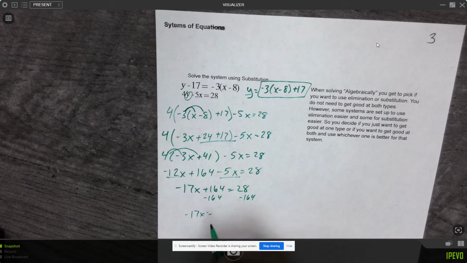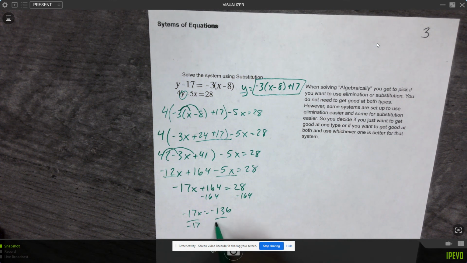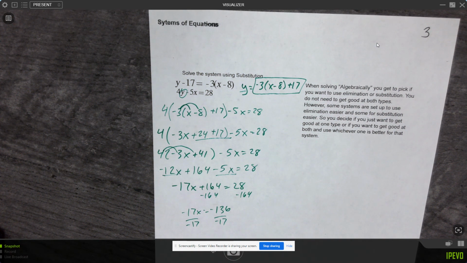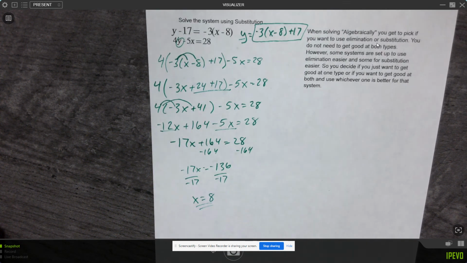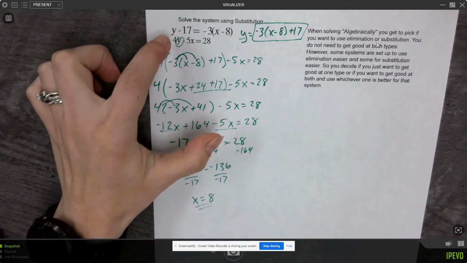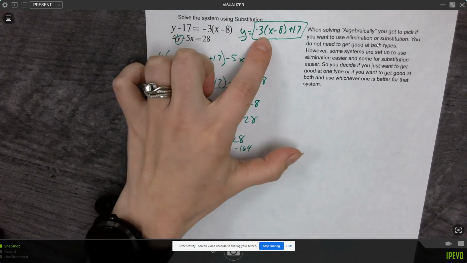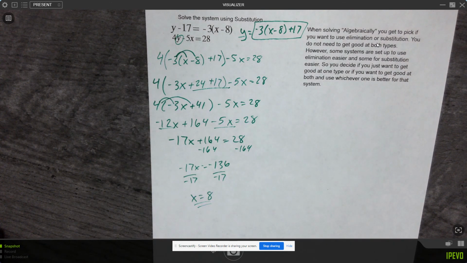28 minus 164 is negative 136. Then I'm going to divide by negative 17. And I'm going to get x equals 8. There is the first part of my coordinate point. I'm not done. Now I need to go find y. You are allowed to use the original top equation, the original bottom equation, or the equation you converted over here. Any of those three, feel free to pick them.